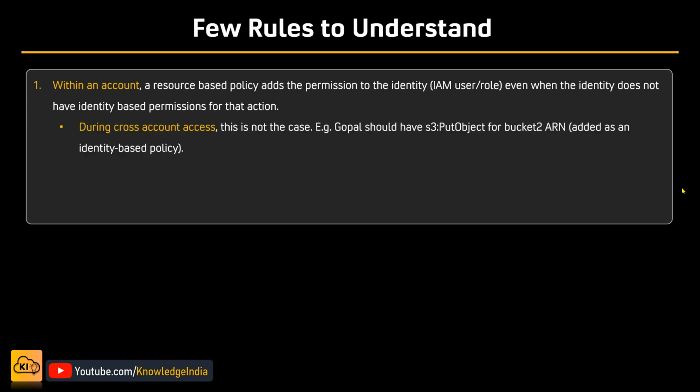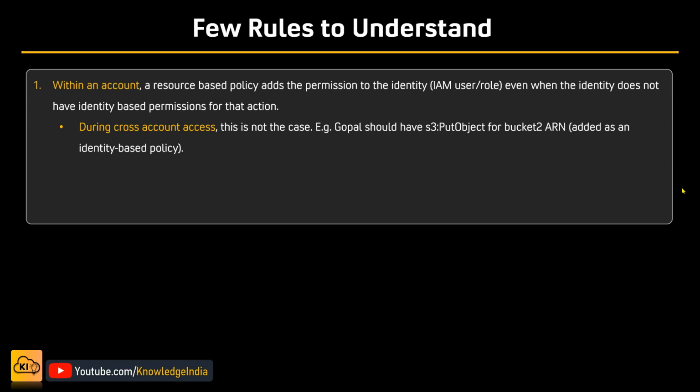But during cross-account access, that is not the case, right? That's why we saw just now in the demo that Gopal needs to have S3 put object added as an identity-based policy. Then only Gopal would be able to invoke that action from this account, and it will go. And then, of course, in the other account, the bucket policy allows that particular action. That's why it is able to hit that bucket 2, or the bucket in the other account. But from account 1, for Gopal to be able to invoke that, Gopal needs to have those permissions attached as an identity-based policy.